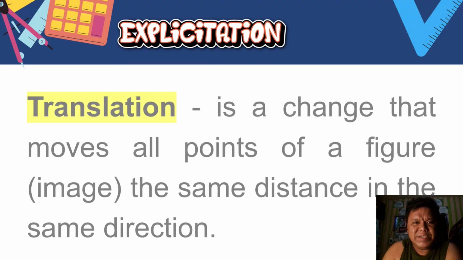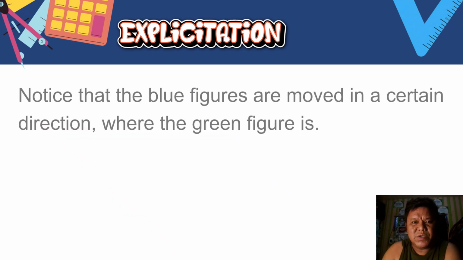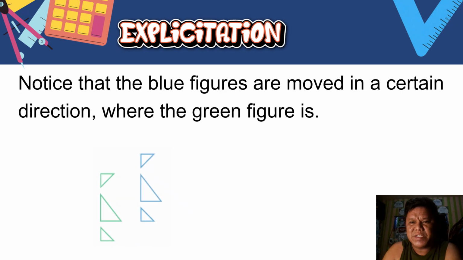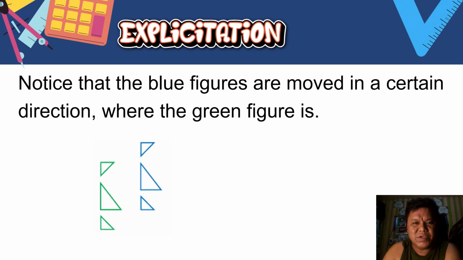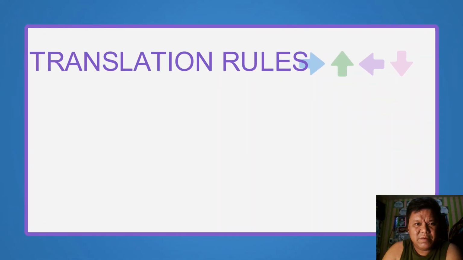Okay, so translation is a change that moves all points of a figure or the image the same distance in the same direction. Notice that the blue figures are moved in a certain direction to where the green figure is. This one is an example of translation. Okay, so let us have the translation rules.